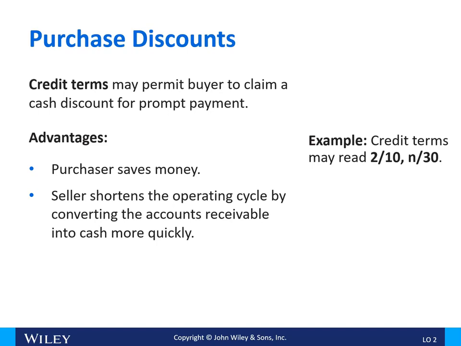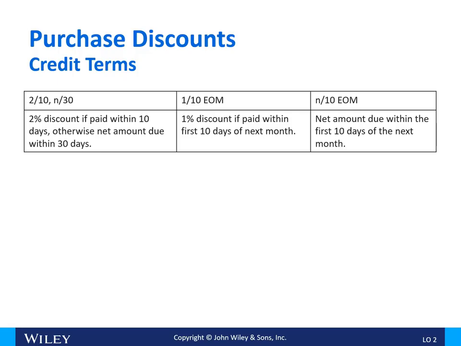So credit terms may read 2/10, n/30. That's just one example. How do we read that? We read that as 2 10 net 30. That's how you would think about it if you saw it on an invoice. So 2/10, n/30 means you get a 2% discount if paid within 10 days. If you don't take that discount and pay within 10 days, the net amount is due within 30 days. So that's 2/10, n/30.